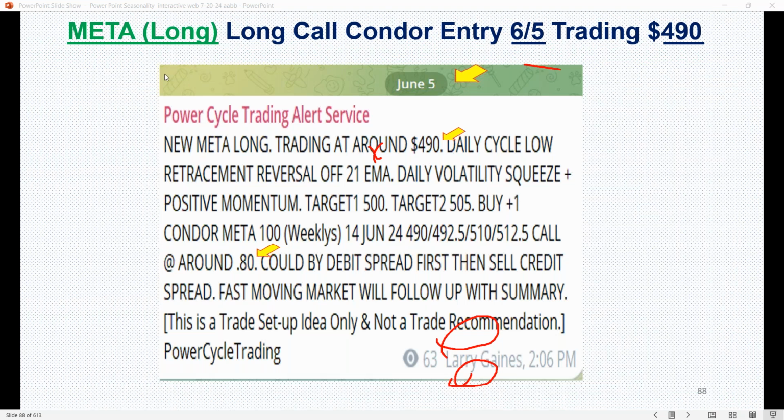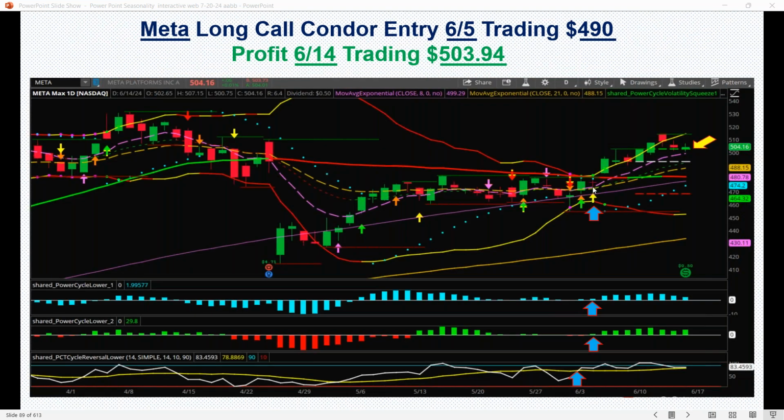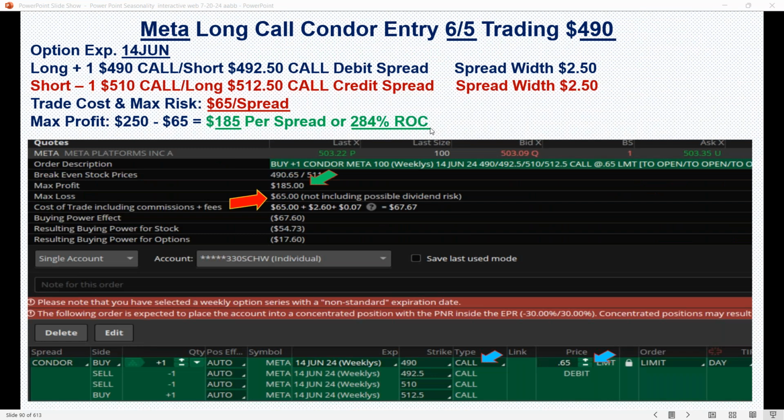And then here was another one we did on Meta. This was one we did on the 5th of June, strike at 490. And here was the entry right there. You see the same cycle reversal, momentum out there. So I did this as a call condor. Been doing a lot of these lately with this big, massive trend up. Everything's been breaking hard to the upside, but we've been maintaining our risk by doing it this way.